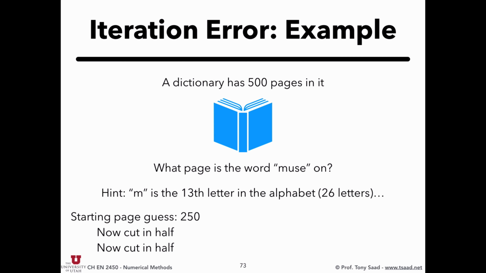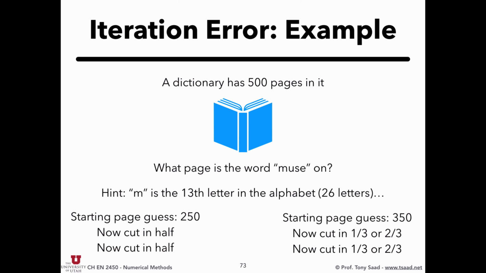However, there could be another initial guess. You might say that the words are loaded to the front of the alphabet, so you may cut to the second half of the alphabet. So you may start your initial guess at page 350 and then cut in 1/3 or 2/3. Now, depending on that recipe of cutting and moving forward, where you choose to essentially make your next guess, that has an impact on the error. So the difference between the page you're at and the page where muse is, for example, in this case. And obviously the initial guess matters as well, and the recipe that you will use to refine your initial guess.